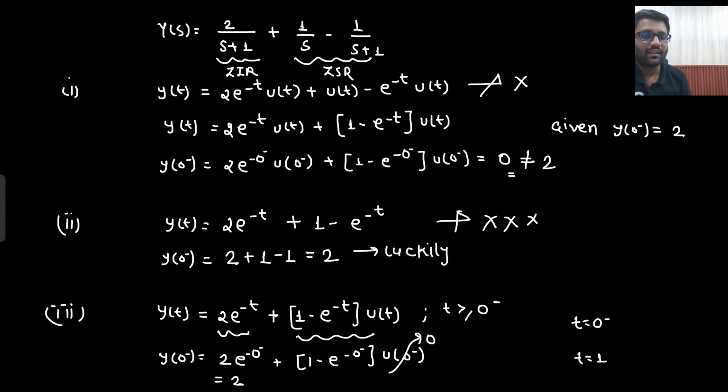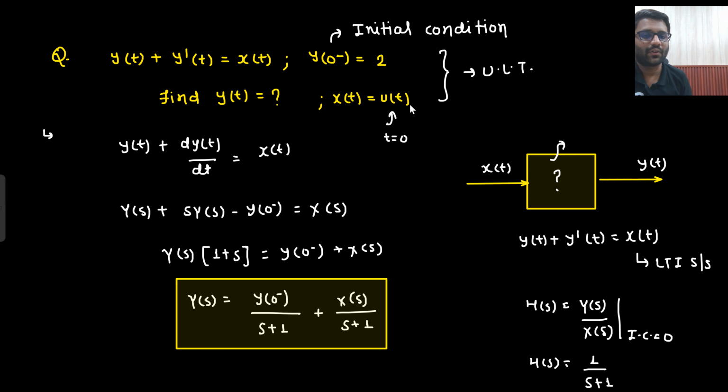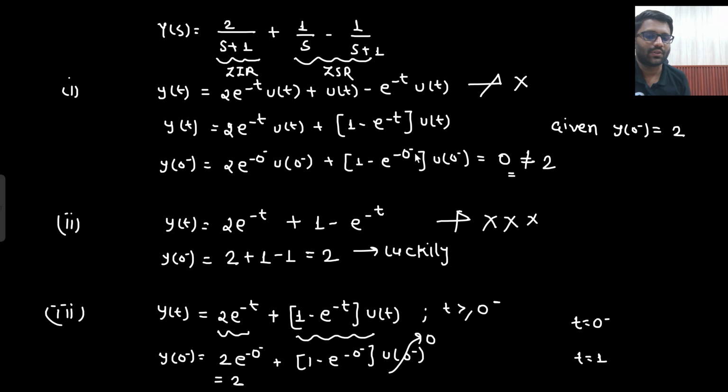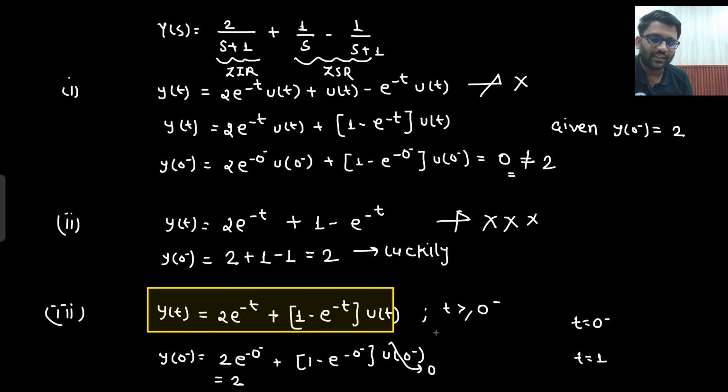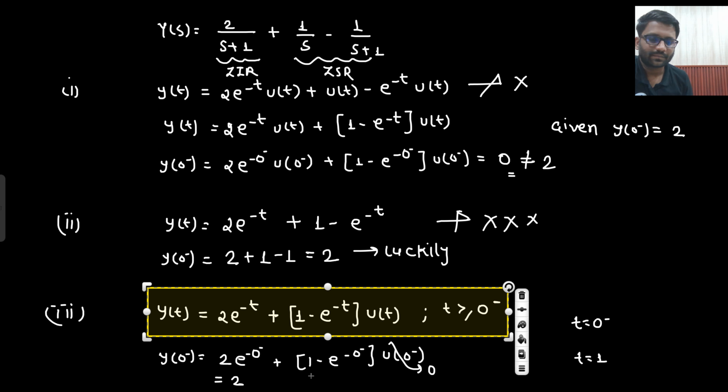What is the correct way? You write the zero input response without any u(t) or anything. But when you write the zero state response, you need to see when the input is coming into action. The input is coming into action at t equals to 0, so here I need to add u(t). This is the correct answer. Along with that, I will add another thing, that is t greater than or equal to 0 minus. Now someone will say, sir, why did you add this?